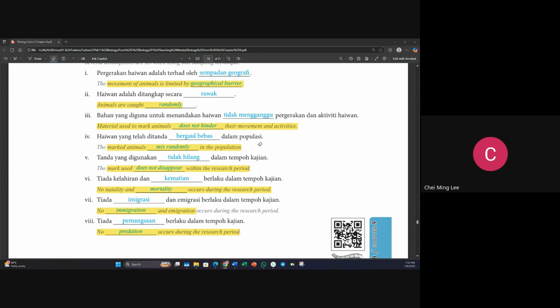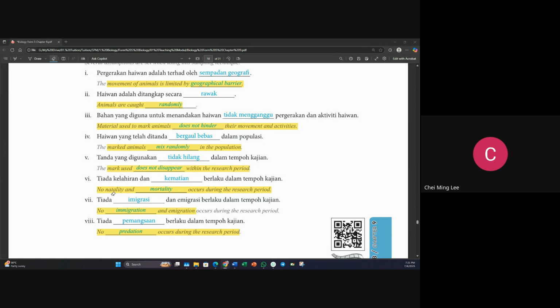And then the marked animals are mixed randomly in the population. But if the area is too big, somehow they are not mixed randomly, because one place to another might be too far away, let's say around 1 kilometer. So it might not mix uniformly. And then the mark does not disappear within the research period. Maybe due to some circumstances some ink might be gone, but we consider no ink gone.